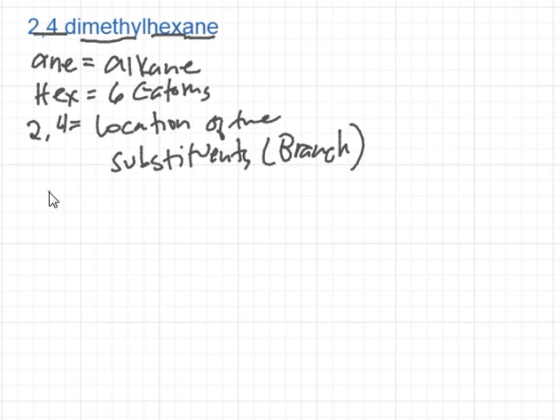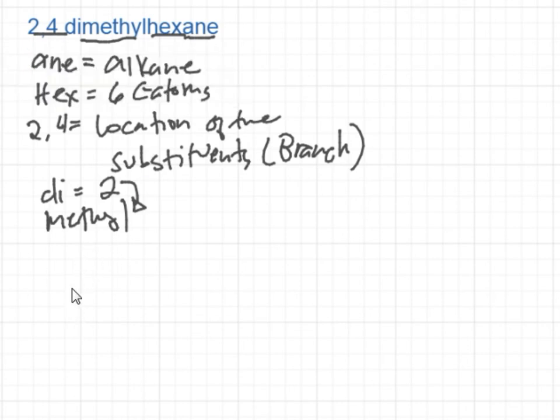The word di means there are two methyl. Okay? 2 methyl. So, ibig sabihin, pag sinabi natin dimethyl, dalawa yung ating methyl. So, how are we going to write that? So, it will look like this.